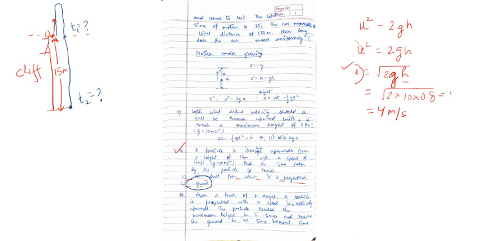So we know the value of g. g is 10 meters per second square, and what we want is the time. Again, there are three equations that we have: v equals u plus at, which becomes v equals u minus gt; v square equals u square minus 2gx; and x equals ut minus half gt square.